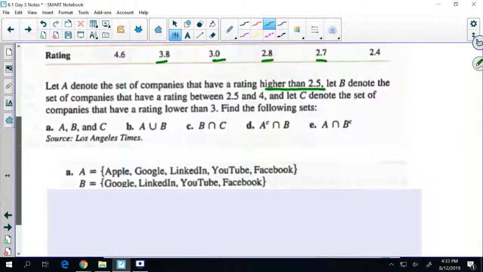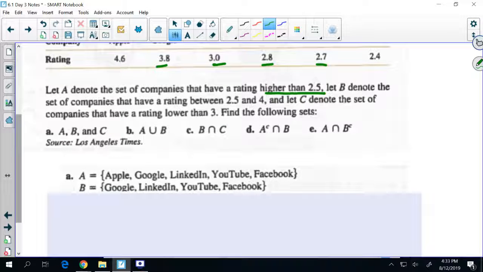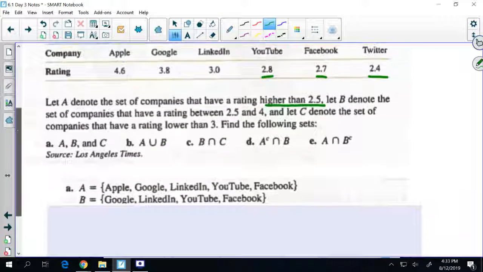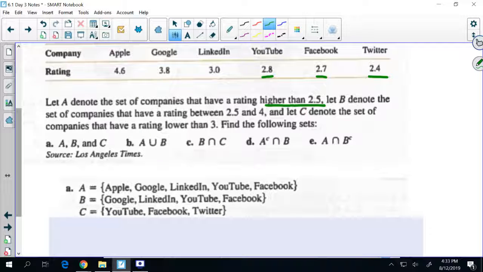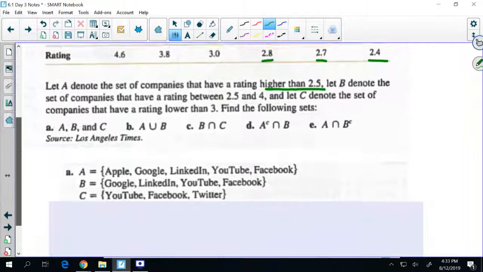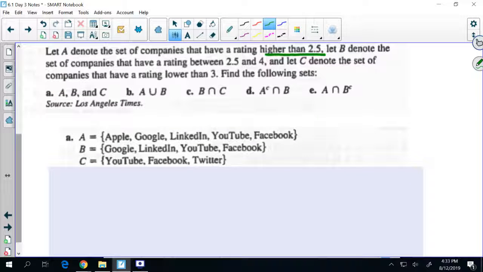Oh, I lost my chart up here. C are companies that have a rating lower than 3. So lower than 3 would now be these 3, right? YouTube, Facebook, and Twitter. And now that I have my sets, I don't really need the chart anymore to do these other problems. And if you want to make a Venn diagram to help you on these, you can. But mostly you need to start knowing the notation.